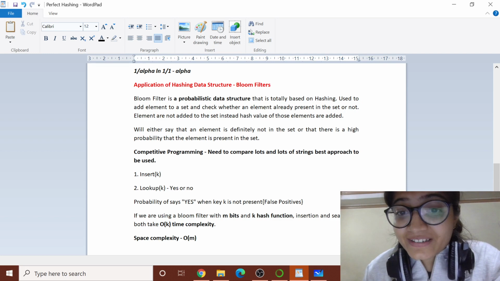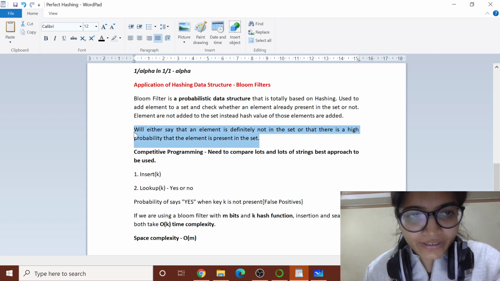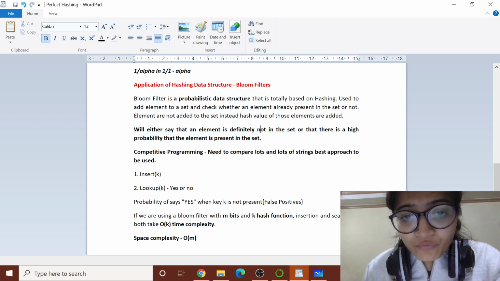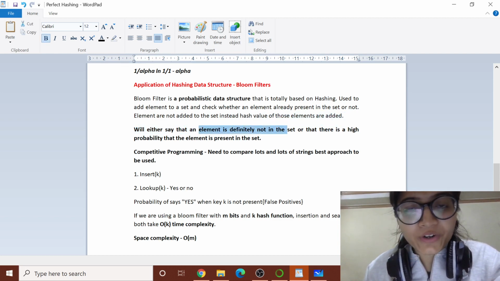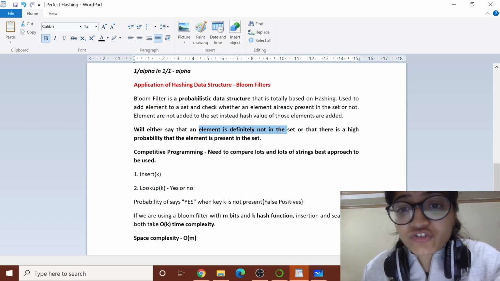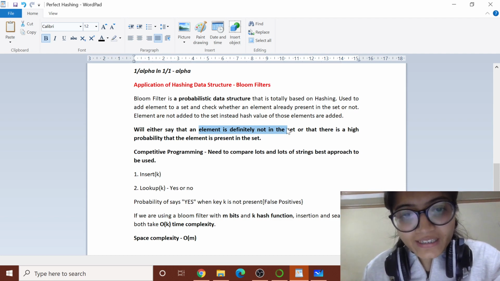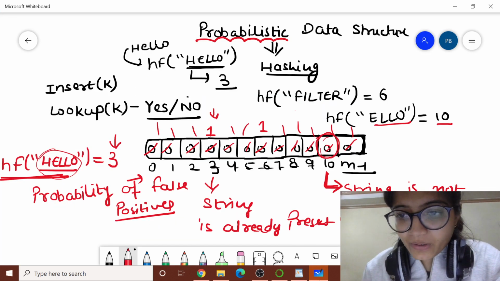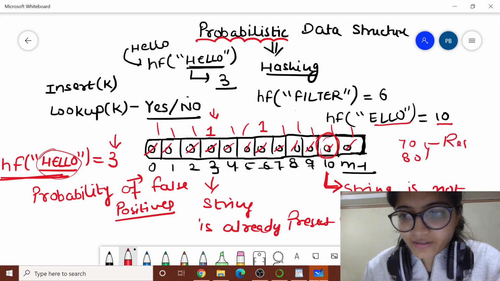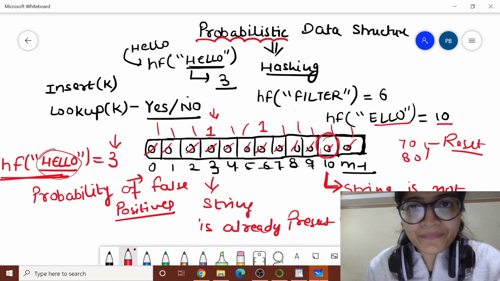either say that an element is definitely not in the set. This line is very important actually. So in Bloom filters, either it will say that element is definitely not present, means if already there is a value 0, then it means that definitely that element is not present. Or if it is present, then there is a high probability that the element is present in the set. What will happen after 70 and 80% of the time, again it will get reset. Reset meaning all the values will become 0. Okay, so this is how it will work.